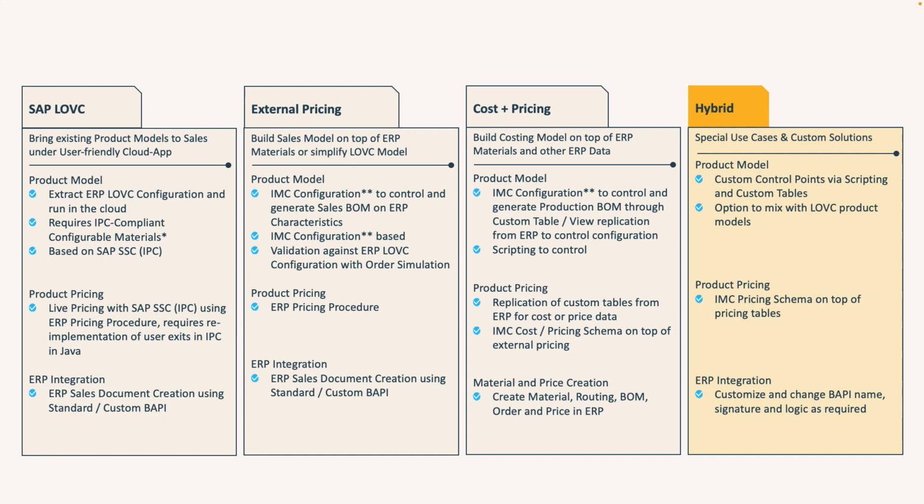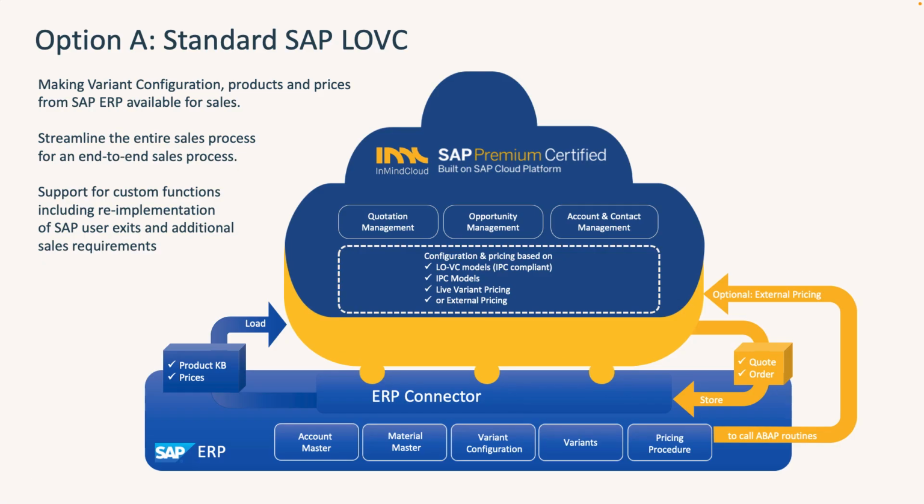So one is where we use the SAP configuration and pricing directly. The second is where the configuration is run on our side, and we use pricing from SAP. The third one is where we do cost calculations, so for engineering and contract manufacturing.